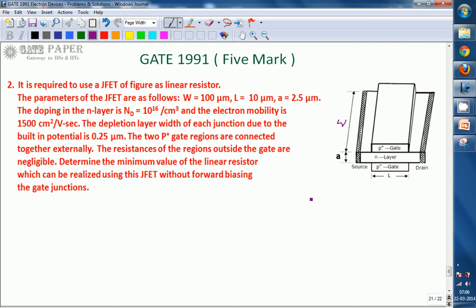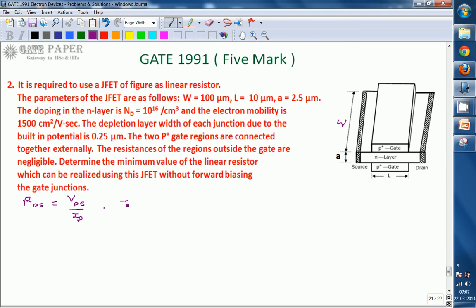The given parameters are known, including W. Next, we are going to calculate the minimum value of the resistor. First of all, how do we calculate the resistor? The resistance from drain to source, RDS, is generally calculated as VDS by ID. VDS is the drain to source voltage, ID is the drain current. So for a given VDS, RDS will be minimum whenever ID is maximum. If ID is large, RDS is small.